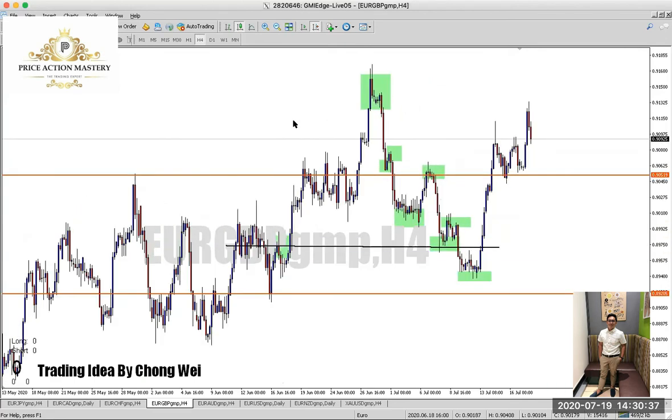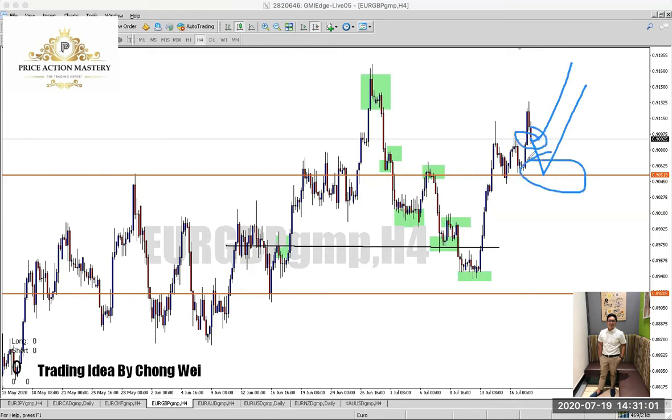Okay, so currently there's no reversal sign yet for Euro GBP. So the side is still the buyer side. Okay, buyer side. So it could retest this level and shoot up, or even at this level and shoot up. So how can I convert either this area or this area? So we wait for a break or even a setup.